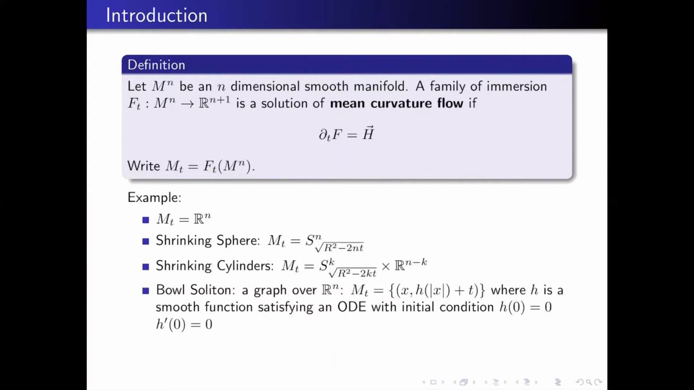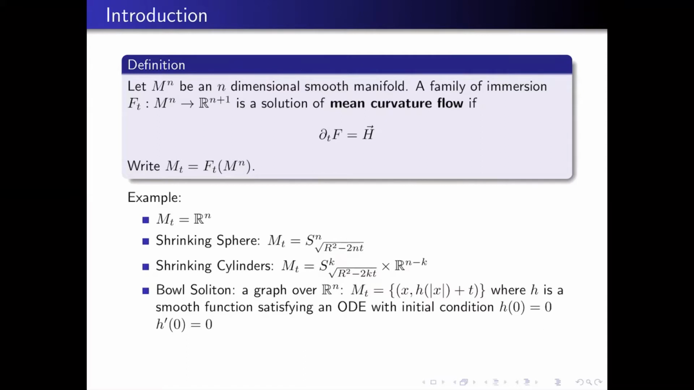Let's talk about some examples. The easiest one is that M_t equals the static R^n. More generally, we can let M_t be a static minimal surface. The second example is that M_t is the shrinking sphere, and the radius is given by the square root of r^2 minus 2nt. Then we have the shrinking cylinders. They are just the shrinking spheres crossed by some R factors.